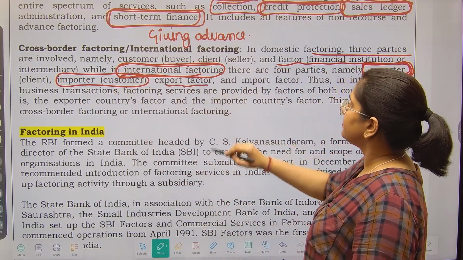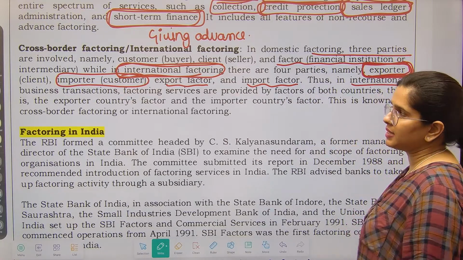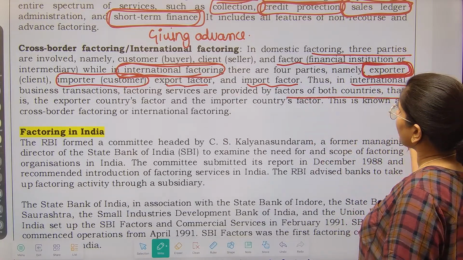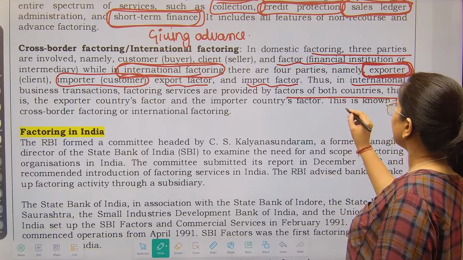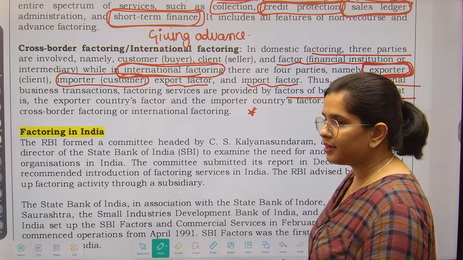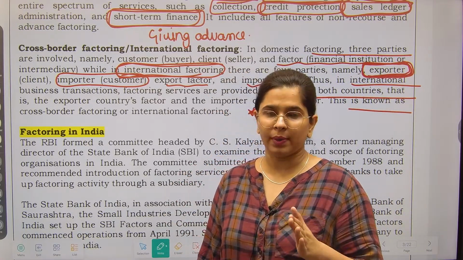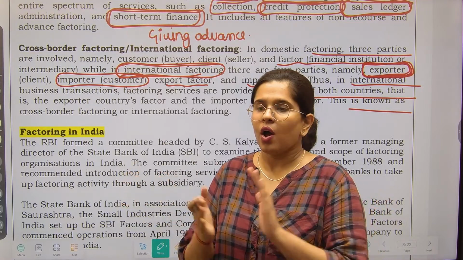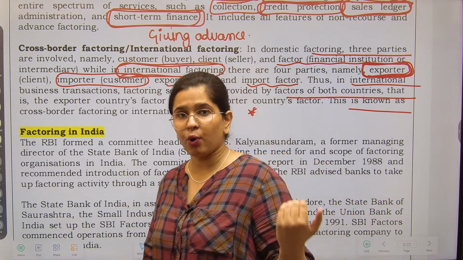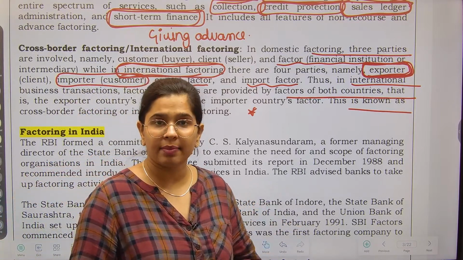Export factor and import factor. Thus, in an international business transaction, they are provided by the factors of both the countries, right? And this is known as cross-border factoring. What is the need of appointing two factors? There is a problem in both cases, right? The one who is exporting has the issue of whether they will be able to collect the money or not.